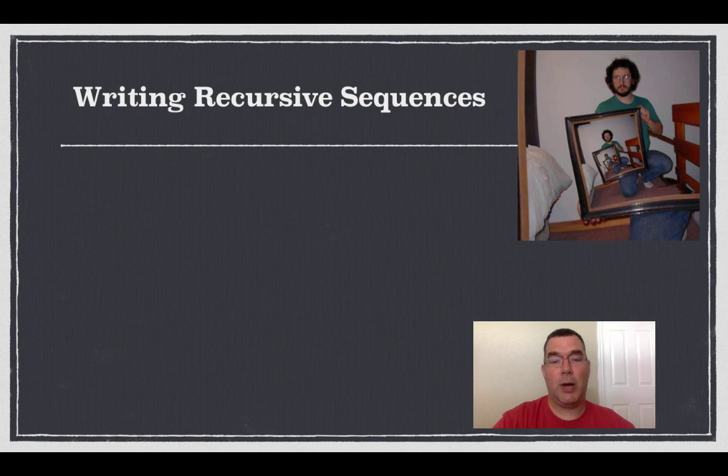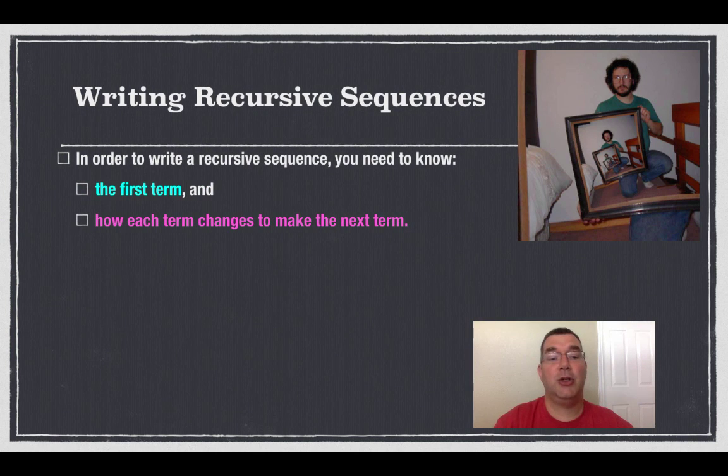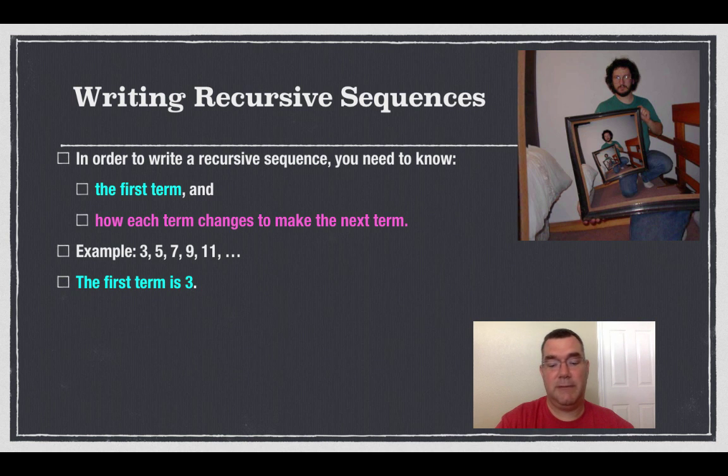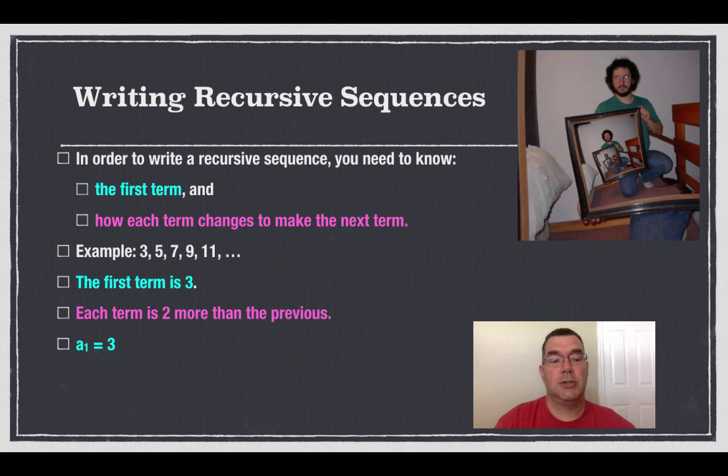So how do we write these recursive sequences? Well, you need to know what the first term is and how you get from each term to the next term, how each term changes to get the next term. So for example, if I have 3, 5, 7, 9, and 11, the first term is 3. That's the easy thing to figure out. But how do I get from 3 to 5, and 5 to 7, and 7 to 9, and 9 to 11? Well, it looks like I keep adding 2. So the first term is 3. I write that as a1 equals 3. The next part is that an, each term, is going to be the term before it, an minus 1, plus 2, and that's how I write it.